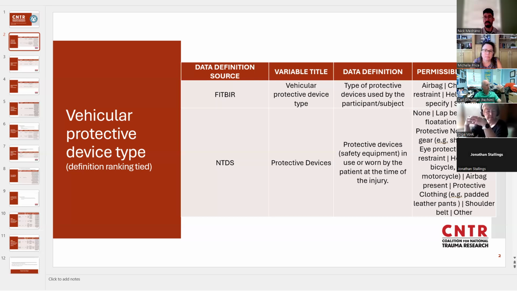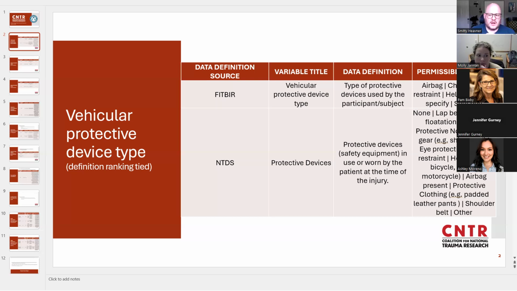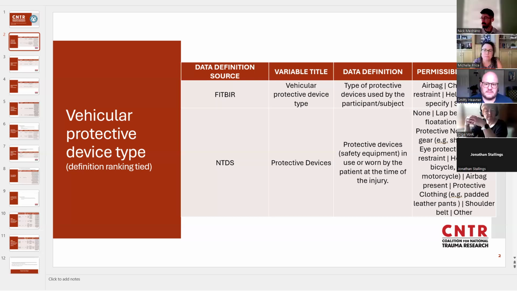Smitty, I want to circle back to you. Most of my point has been taken care of. When I look at these lists, though, there are some key interoperability issues, where child safety restraint doesn't perfectly match into child restraint, maybe, possibly. There's also differentiation between lap and shoulder belts in NTDS. I think it's reasonable to include both when we're saying, these are the options. But I think the general consensus that I'm hearing that I agree with is that we should be encouraging a harmonization across both data sources.